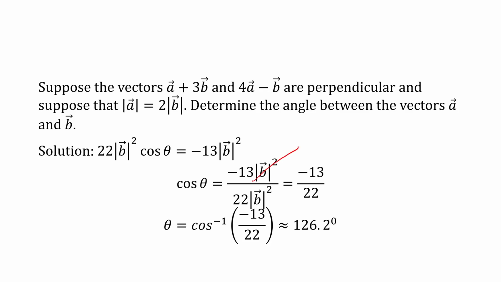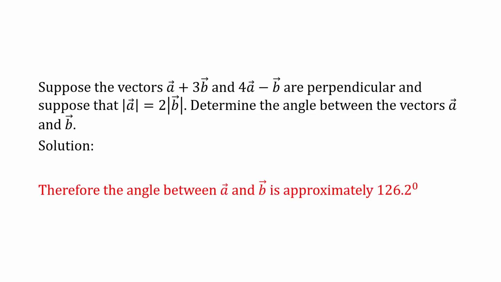b is a non-zero vector, so the magnitude of b will be positive. So magnitude of b quantity squared will be positive. So we'll be able to say cos theta is negative 13 over 22. And remember, theta is the angle between a and b, which is what we're looking for. So since cos theta is negative 13 over 22, theta will roughly be equal to 126.2 degrees.